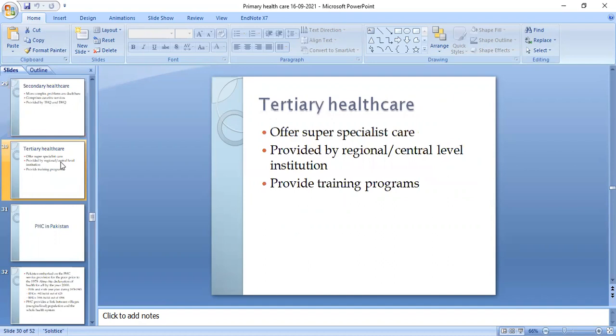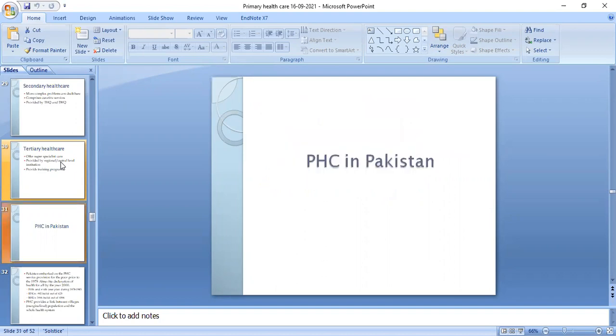Now the tertiary healthcare. It offers super specialist care, like for a person who needs neurological healthcare or urological healthcare. This care will be provided at the tertiary healthcare level, and it is provided by regional center level institutes, and it provides training programs for doctors, nurses, and other health staff.